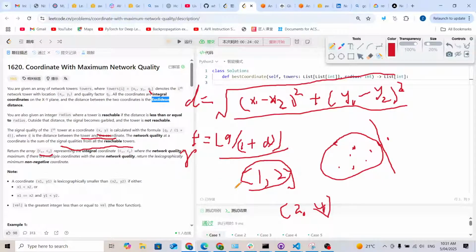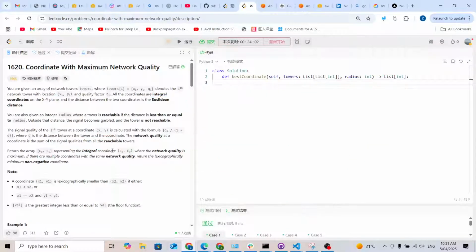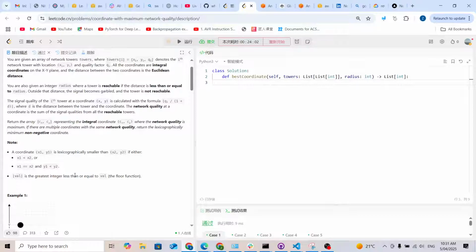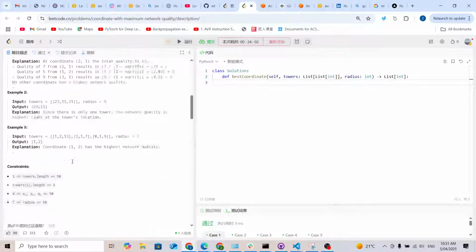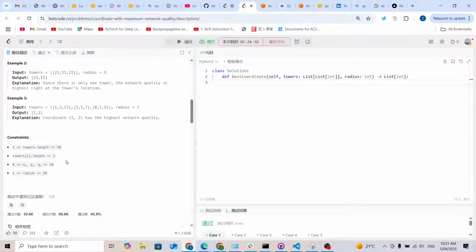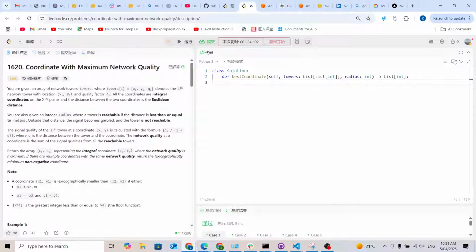Now I think it's enough for us to solve the problem. But before we solve it, let's check if we can use brute force. Likely we can, because the radius is 50, the towers' length is 50, and the coordinates are also within 50. This means definitely we can use brute force to solve the problem.